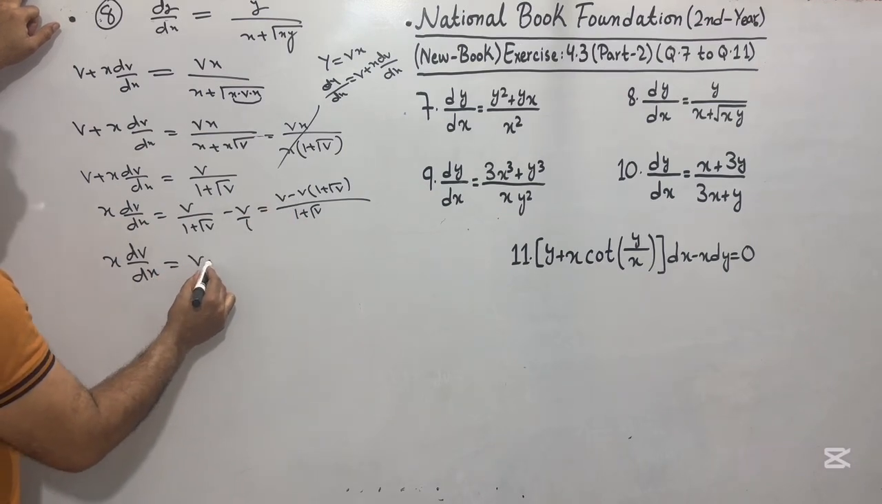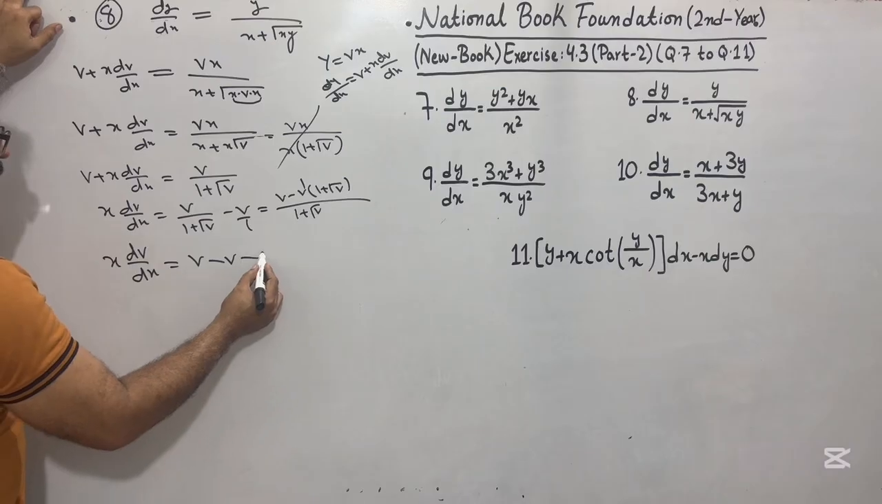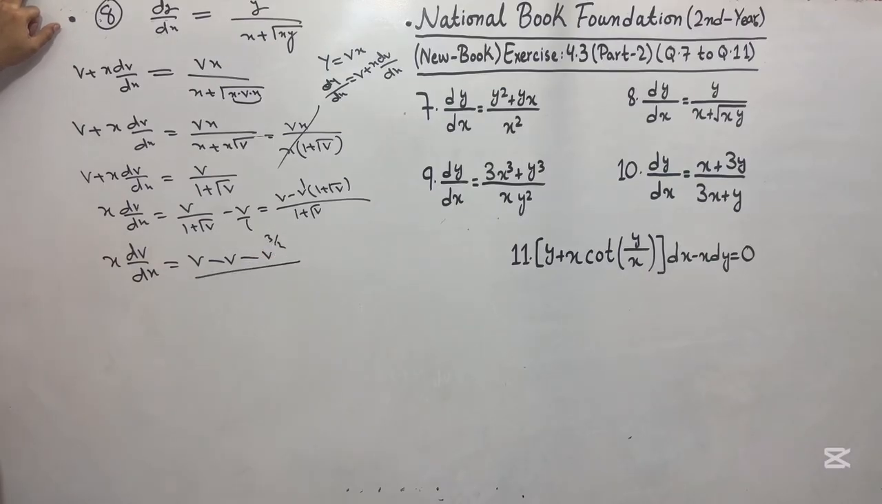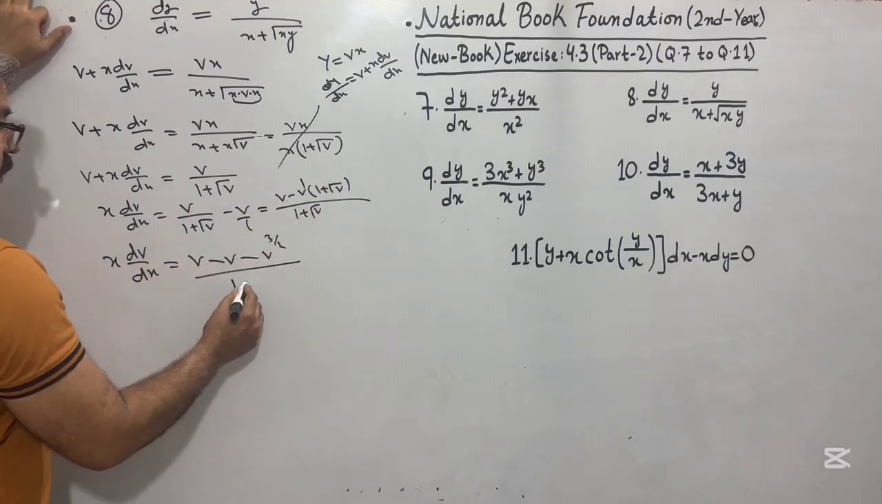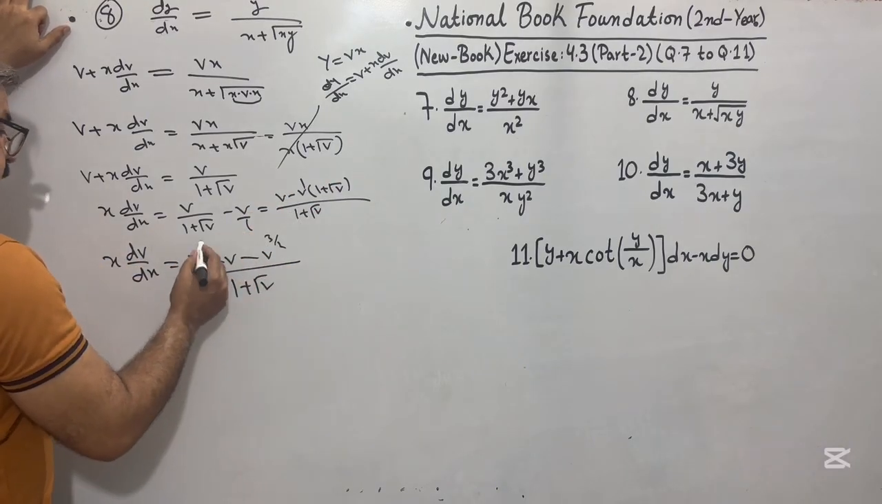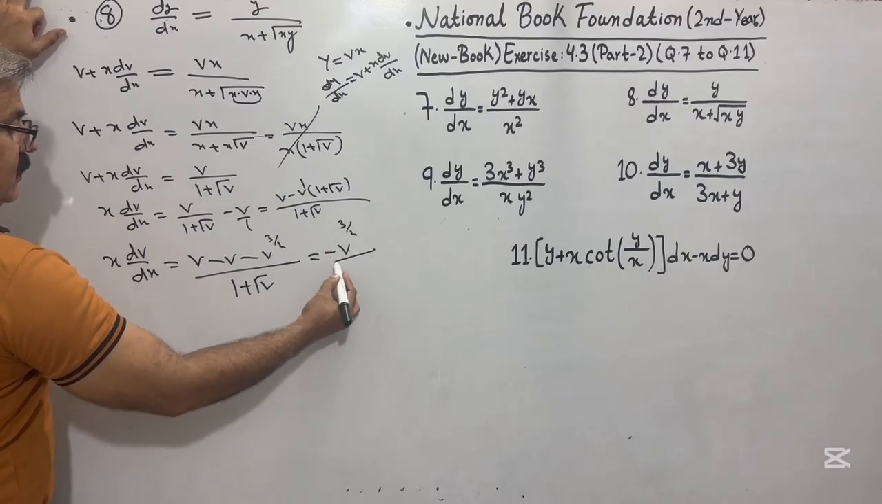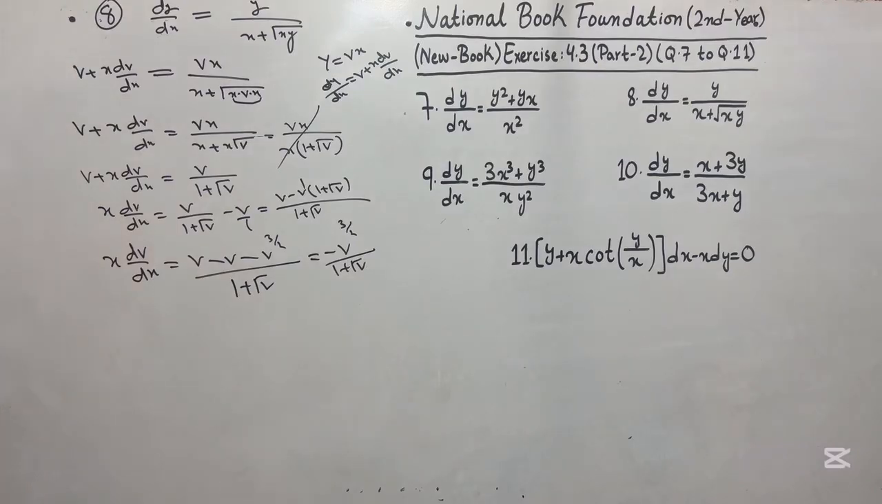Here it will become v minus v times root v. The powers are the same and they are multiplied, so add their powers. v times root v is v raised to 3 over 2, over 1 plus root v. Cancelling out, we have negative v raised to 3 over 2 divided by 1 plus root v. Now we are ready to rumble.